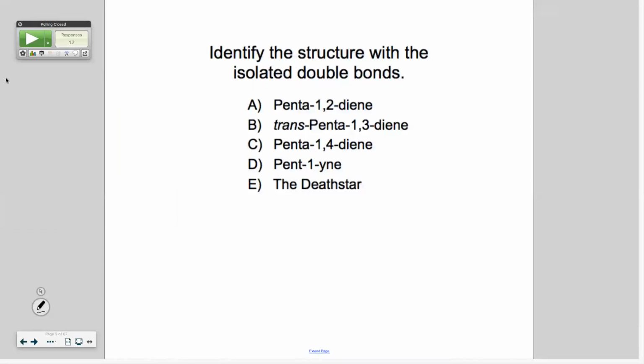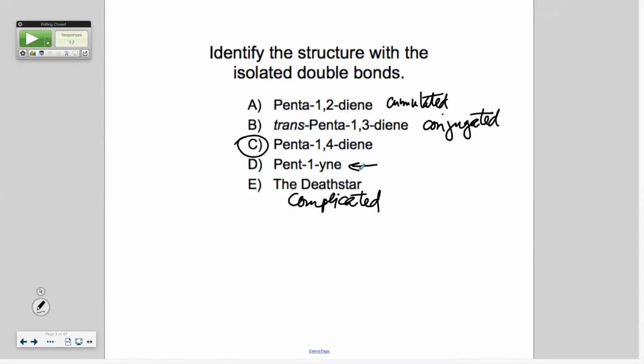What kind is the first one? What kind of double bonds are those? Cumulated. All right. How about the next one? What are those? Conjugated. No, they're all complicated. That's what this one is. What is D? Amen. Okay. That one was out.